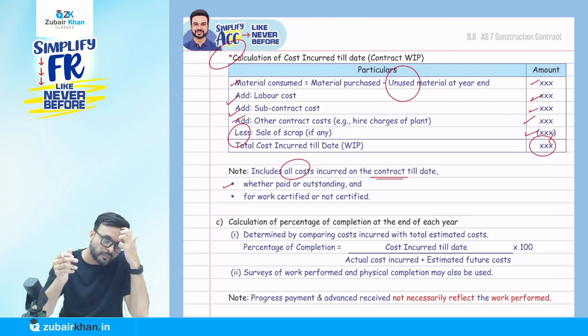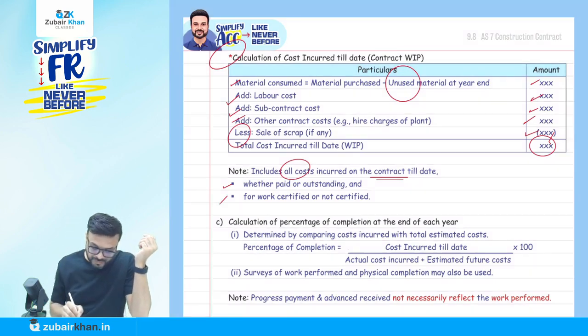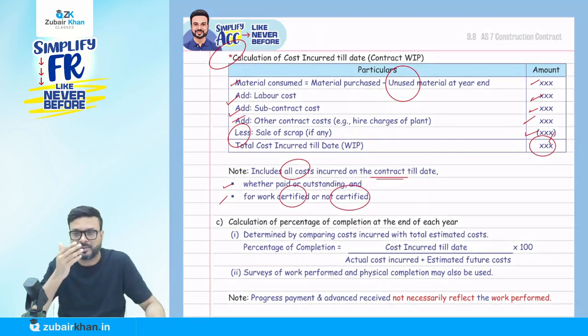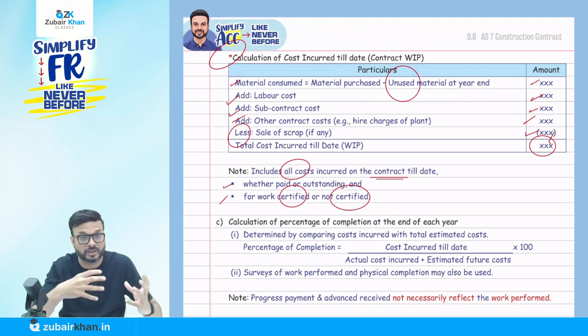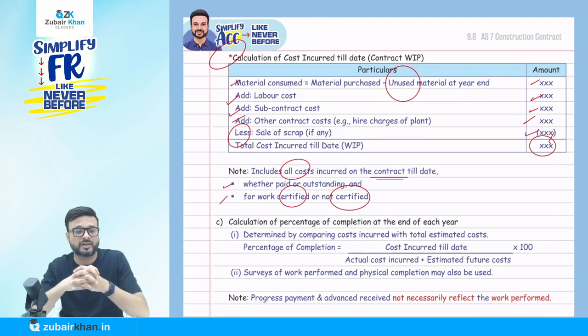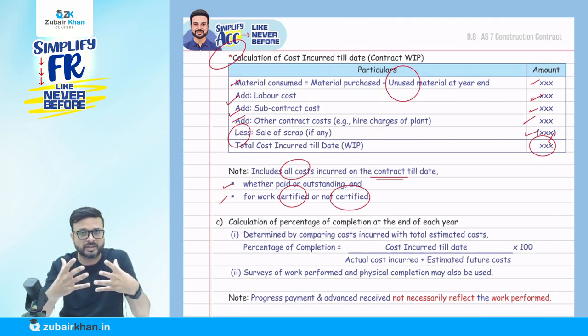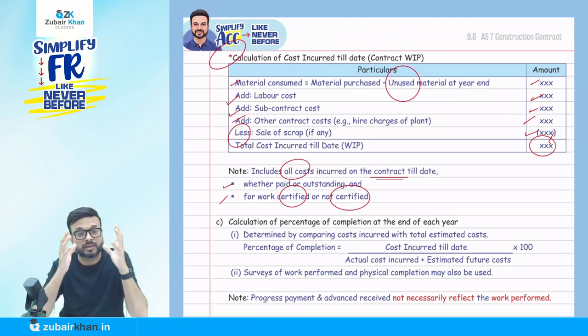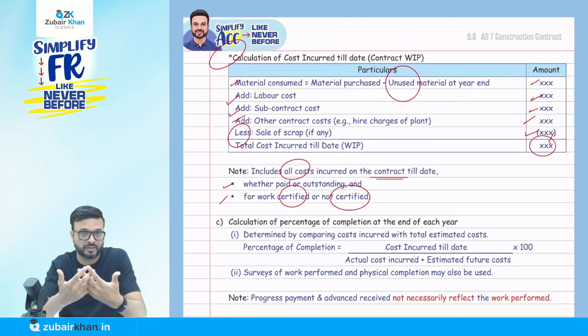And work, whether it is certified or not certified, doesn't matter. You know from your costing subject what is work certified and what is not certified. Understand, certified means it is certified by the engineer or whoever has the authority to certify the work. It doesn't matter whether the work is certified or not certified.